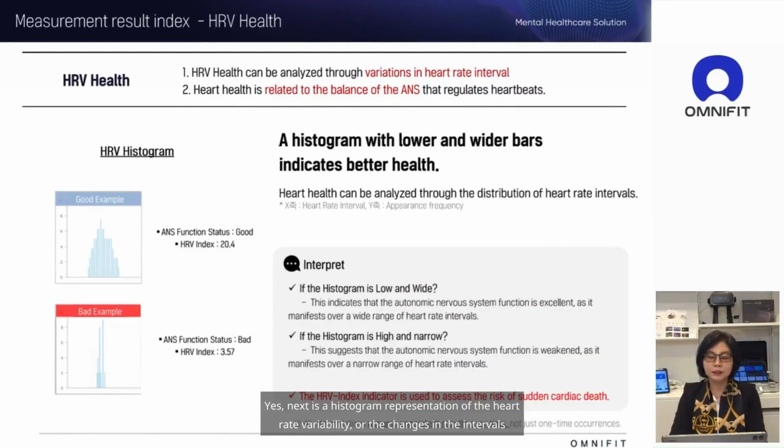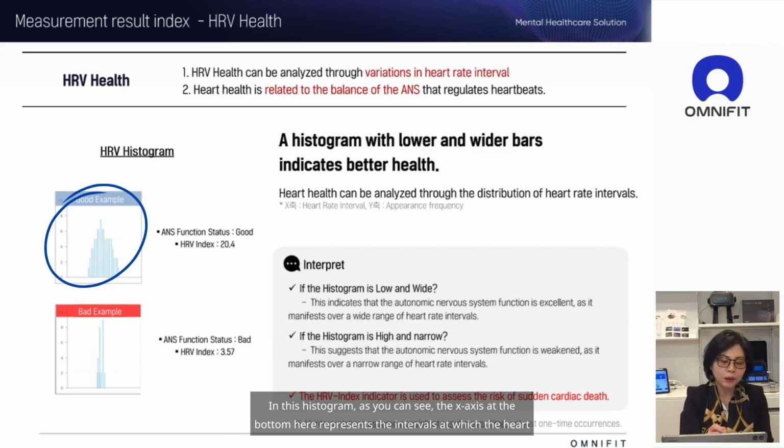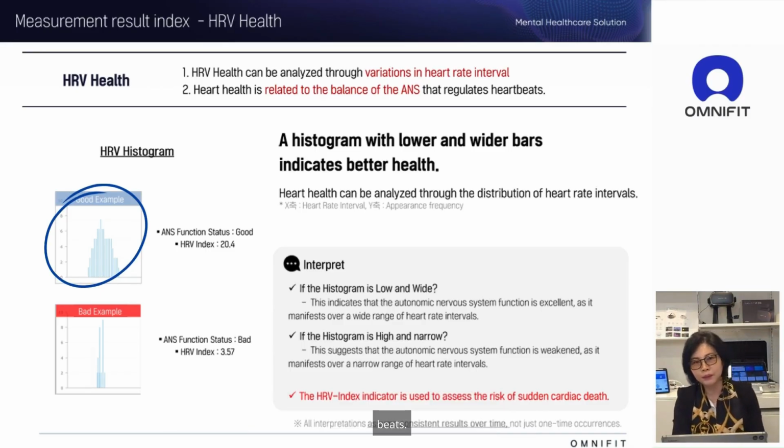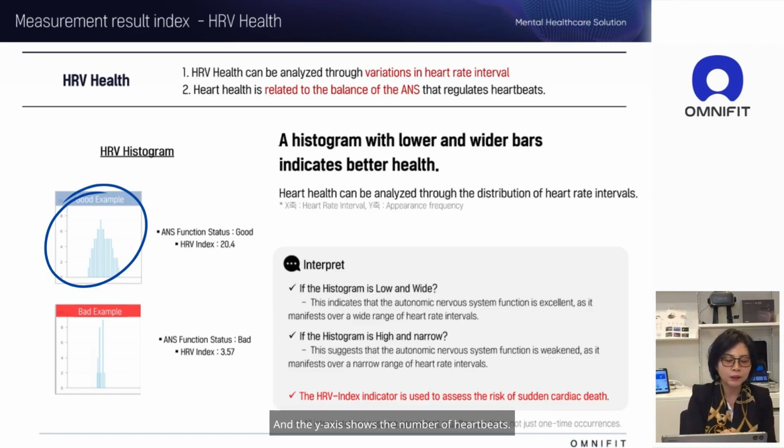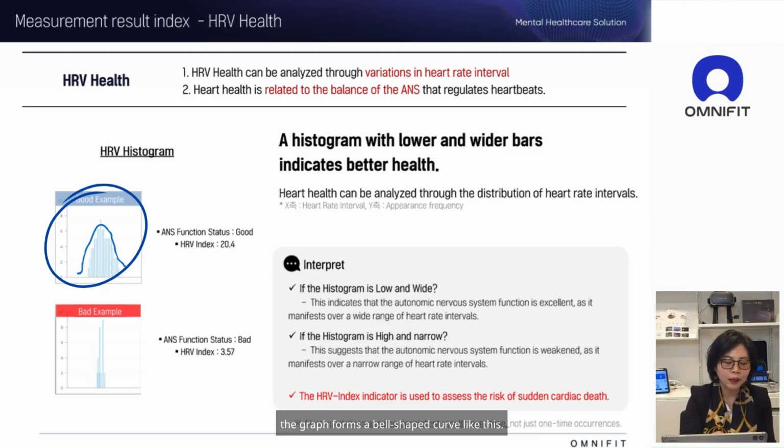Next is a histogram representation of the heart rate variability, or the changes in the intervals between heartbeats, which you saw earlier. In this histogram, as you can see, the x-axis at the bottom represents the intervals at which the heart beats, and the y-axis shows the number of heartbeats. As you can see, when there are differences in the intervals and the heartbeats occur in a varied and irregular way, the graph forms a bell-shaped curve like this.